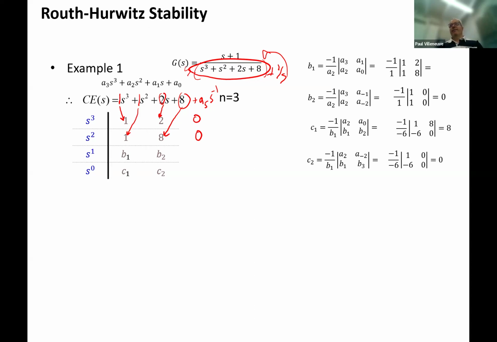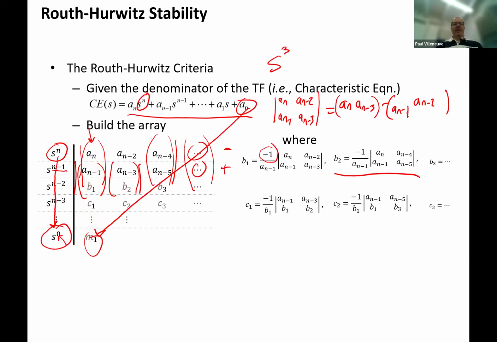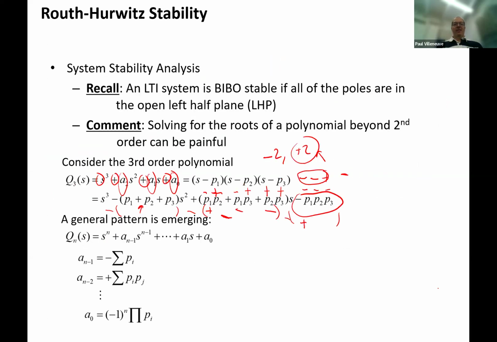So this is just some procedure to basically memorize. Yes, but it's all based on here, right? It's making sure that we meet this pattern. If we want all our poles to be in the left-hand half plane, eventually what we know is that all these coefficients have to be positive numbers, right? That's a necessary but insufficient condition.